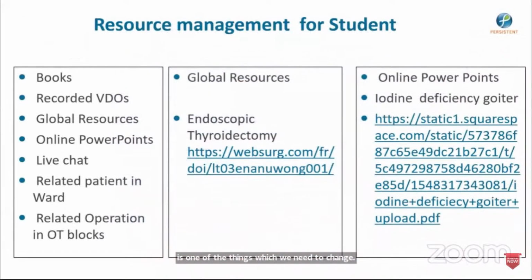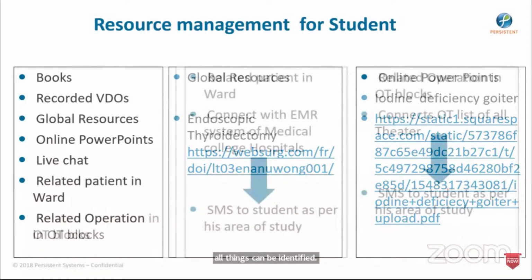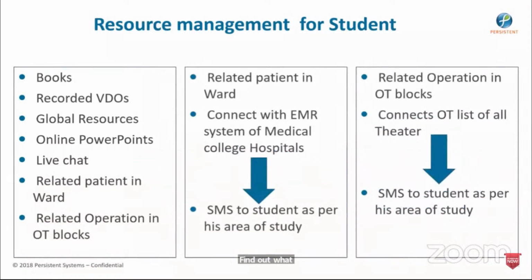Now, it can help with resource management of the student, so that all those global resources can be identified and we can find out what the student is reading. And then it could be connected with the EHR system to guide the student. Let us say somebody is reading about endocrine. So which patient is there, which theater is operating. I think this whole thing can help the AI system give better training to students.